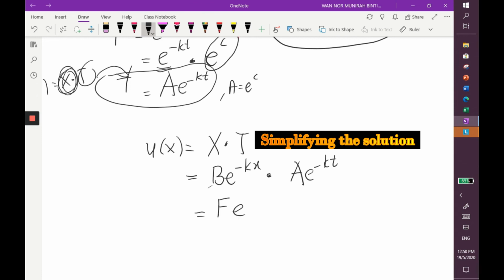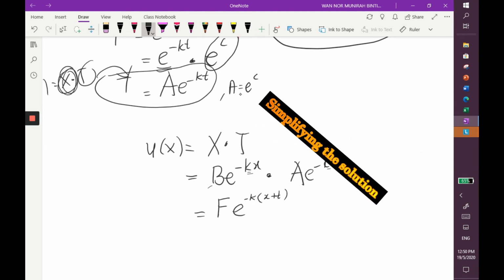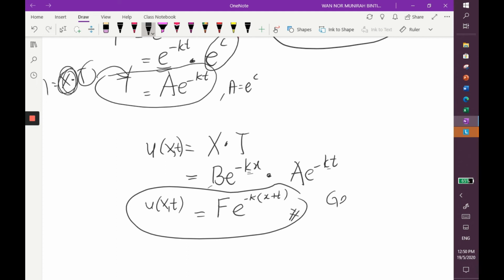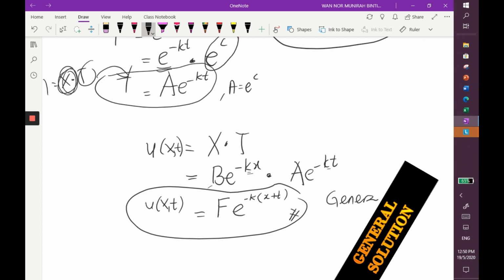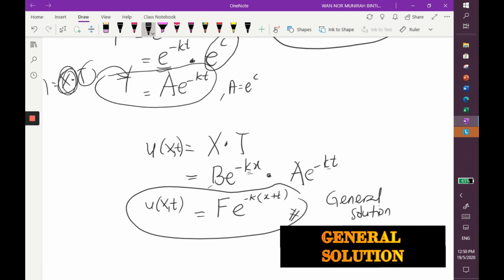So e is e. I try to factorize e. So I have e negative k, x plus t. Agree? So this is our solution, u x t. Okay, so this is the solution. This is our general solution. This is your general solution. Now, this is our general solution.